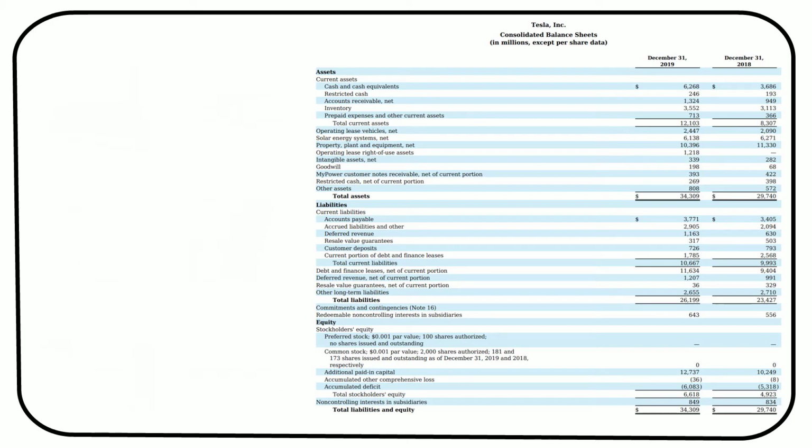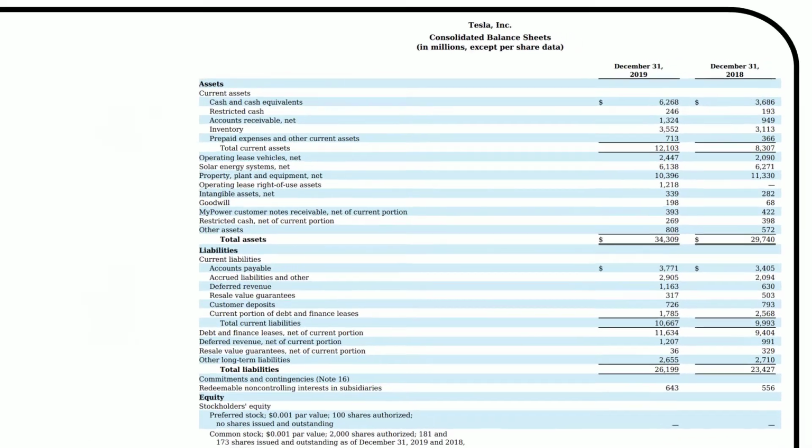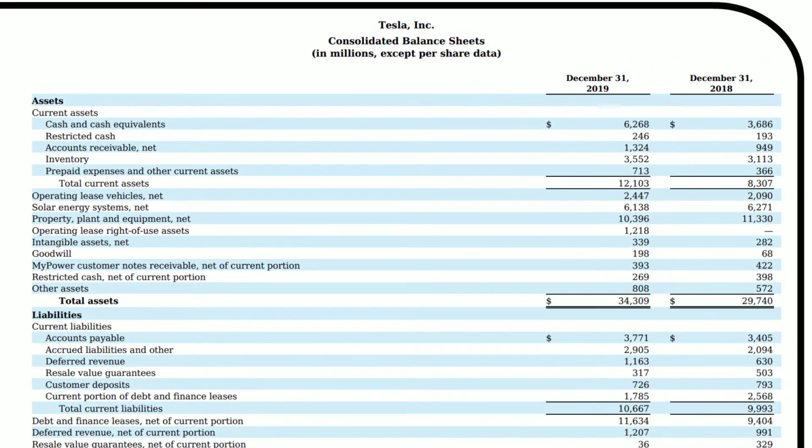Now we'll dive into Tesla's balance sheet from top to bottom. All of these values are a snapshot of Tesla's position on December 31st of 2019 and 2018. The numbers are in millions of dollars, so the number 1,000 represents $1 billion.